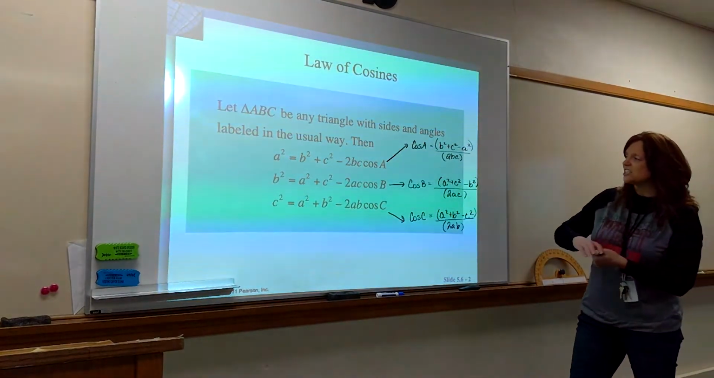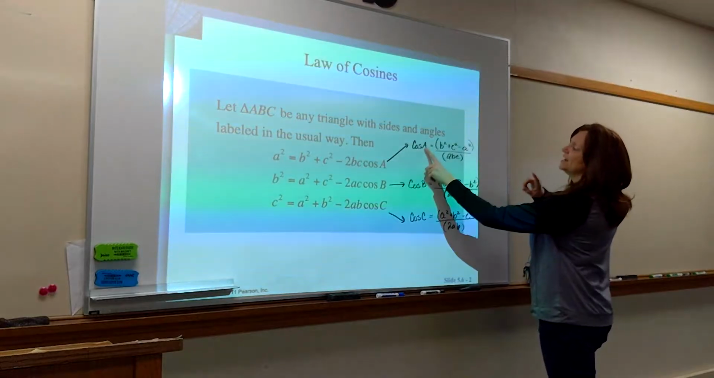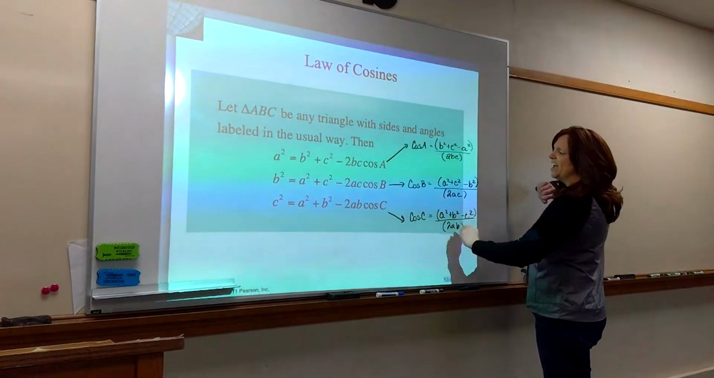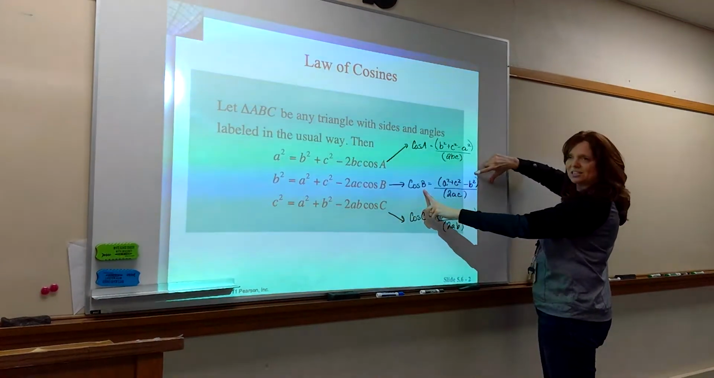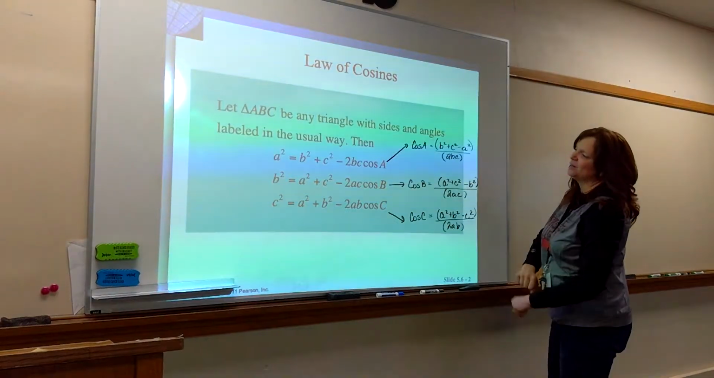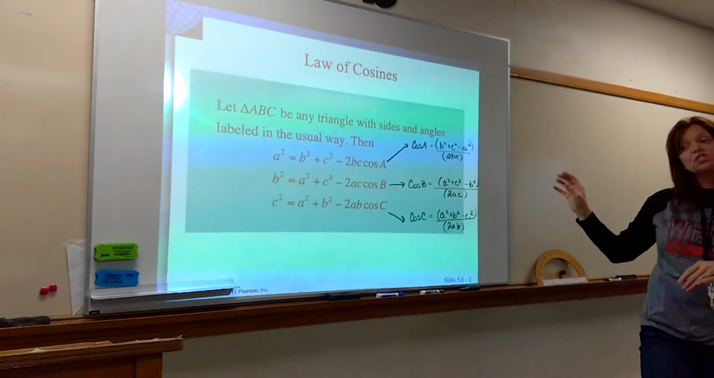The one thing to definitely notice here: if I want to find angle A, I subtract side A in the formula. If I want to find angle B, I subtract side B in the formula, and then of course C and C in those formulas. So make sure you have those versions.